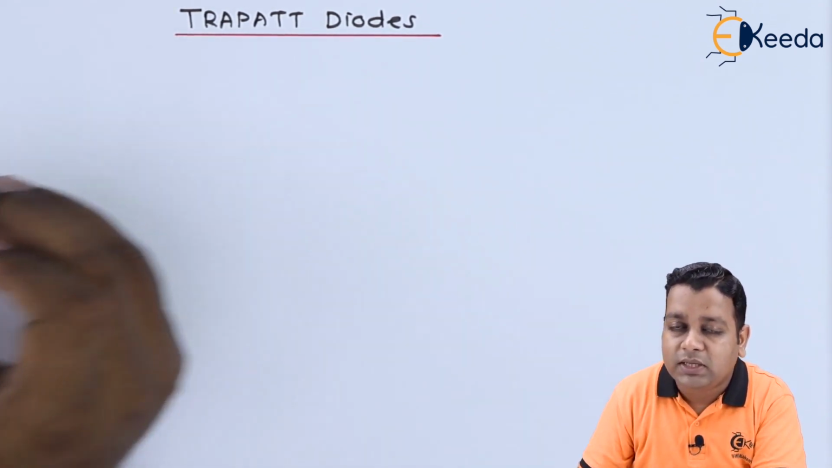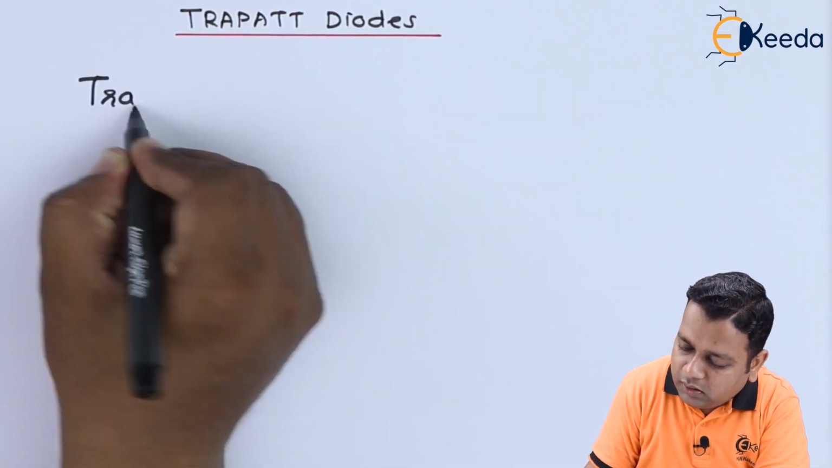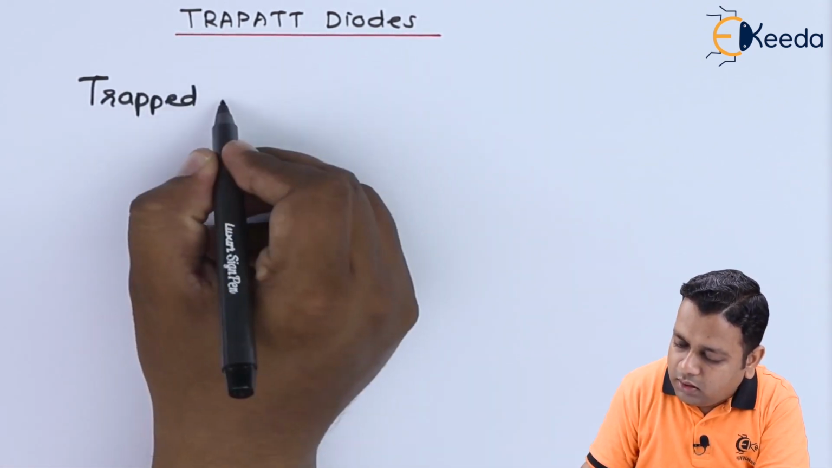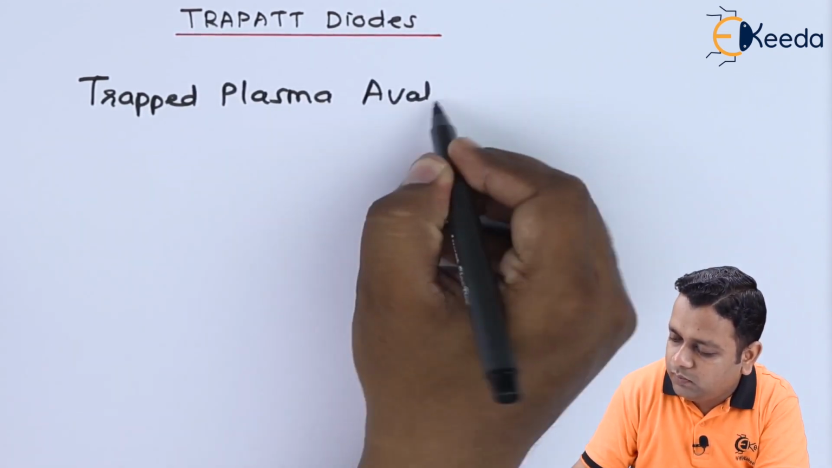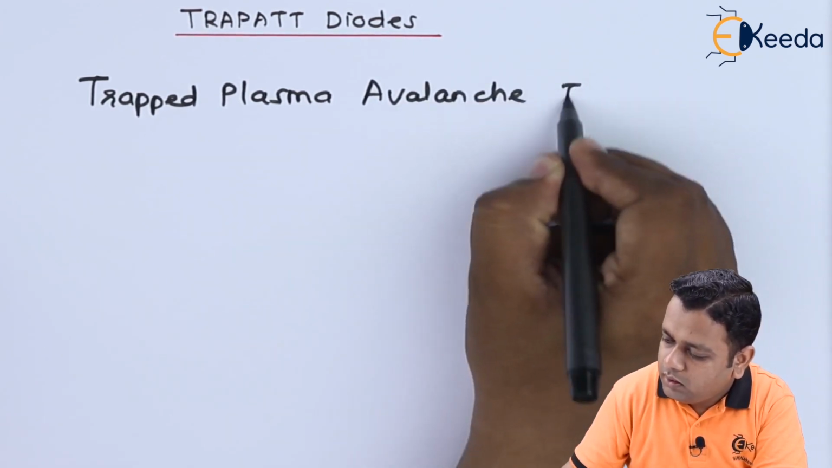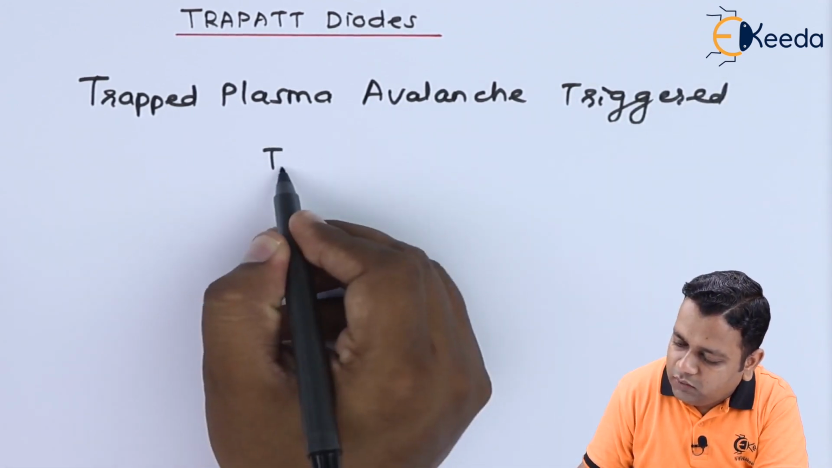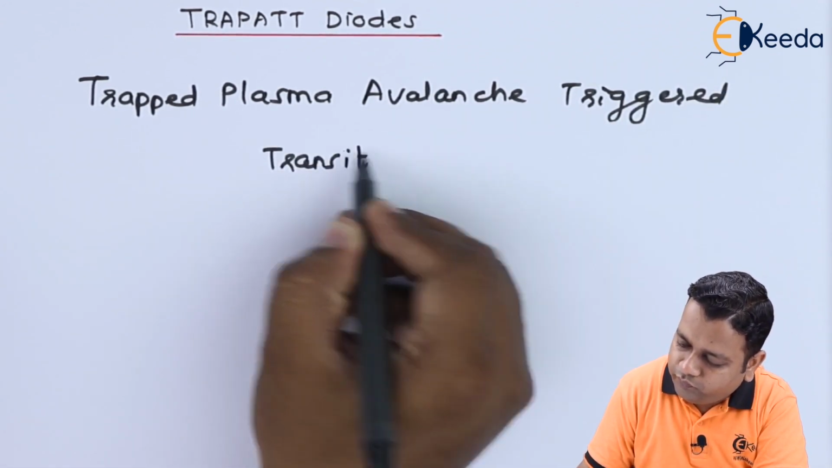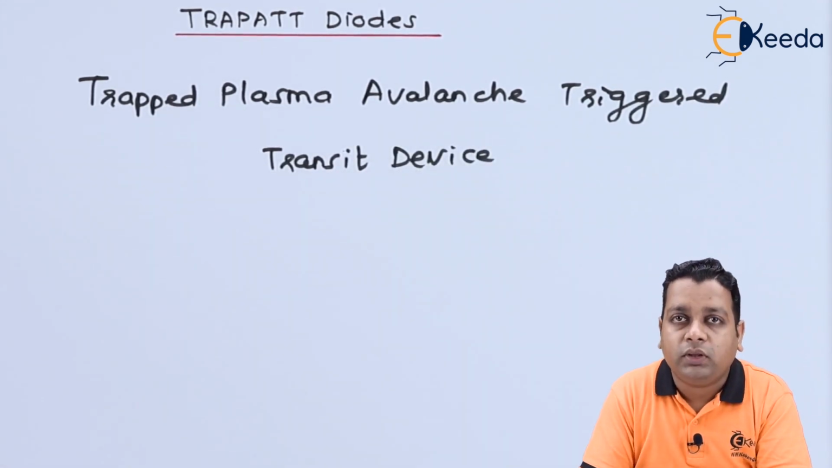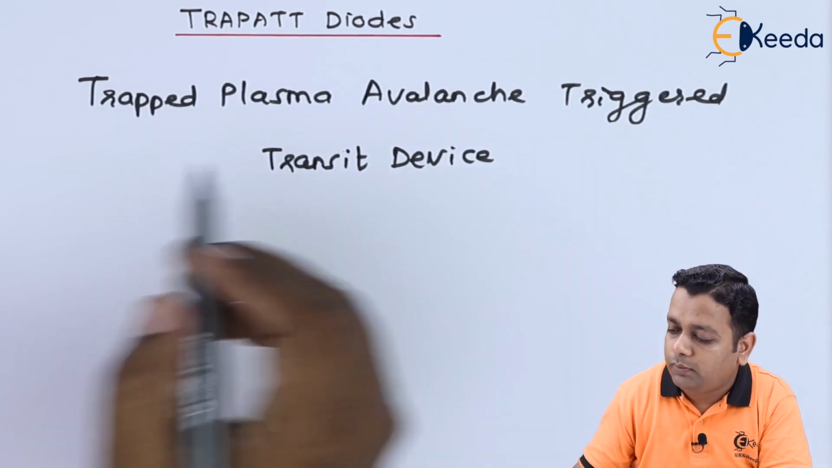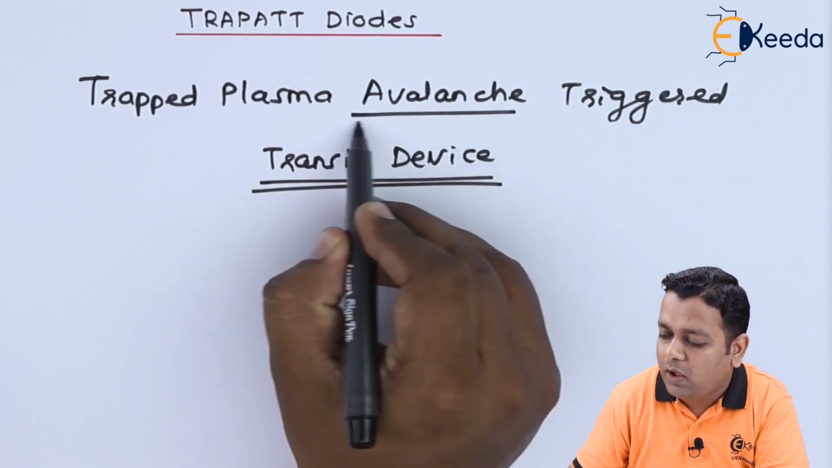So TRAPATT is basically the abbreviation for trapped plasma avalanche triggered transit device. So the meaning is that this particular device makes use of transit time along with the effect of avalanche.